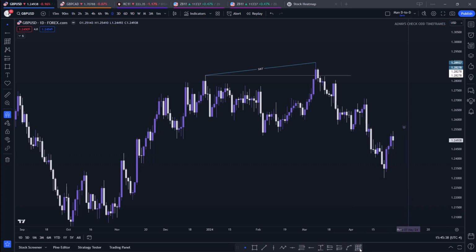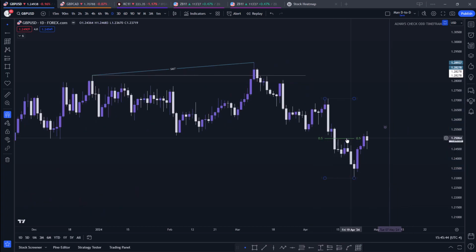If you measure the range from the swing high to the low, you would notice that we traded up into the 50% of the fair value gap right there on GBPUSD, and traded into this down close candle, which could act as some sort of bearish order block to continue lower.